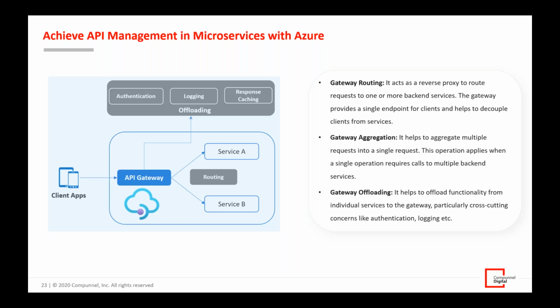And gateway offloading helps to offload functionality from individual services to the gateway, particularly cross-cutting concerns like authentication, logging, etc., which are very common concerns, which can be taken care of by the application API gateway by itself.